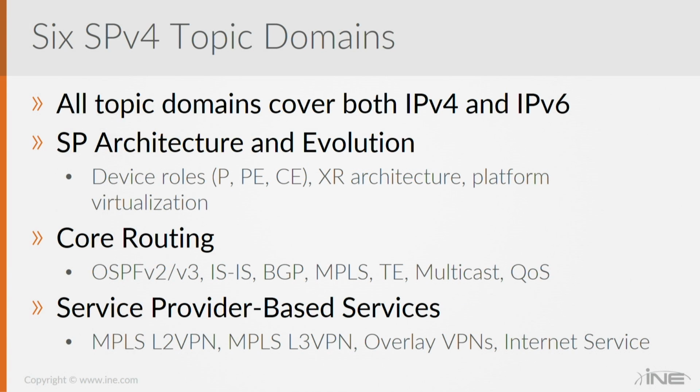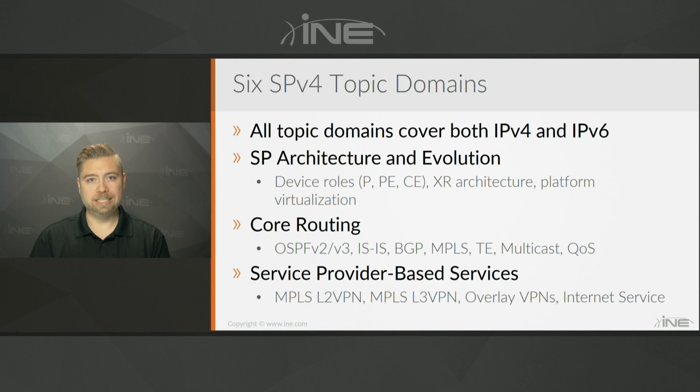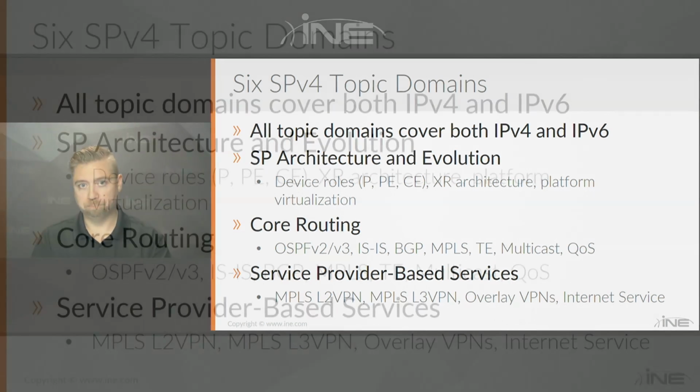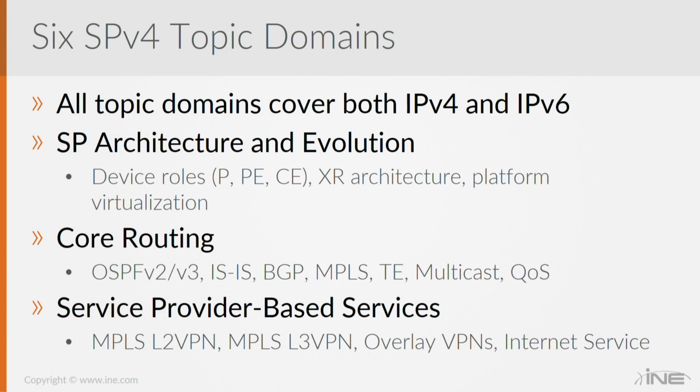Okay, so to recap again here real quick, one of the key points is that all topic domains do cover IPv4 and IPv6, so we're going to be doing both of those as we go through them. Out of these, the main focus of the class is going to be the core routing and then the service provider services. So IGP, BGP, LDP, then MPLS layer 3 VPNs, MPLS layer 2 VPNs, then the miscellaneous features: traffic engineering, multicast, QoS, and then internet access.